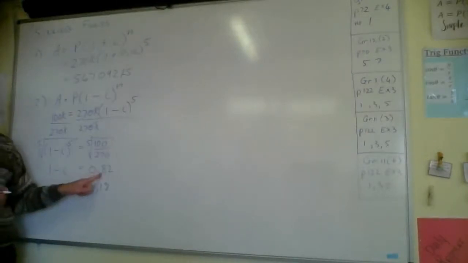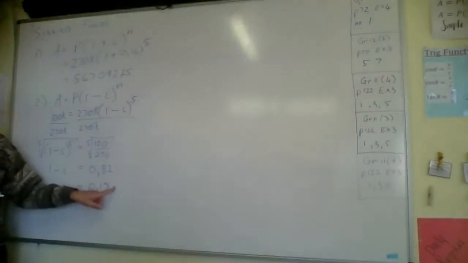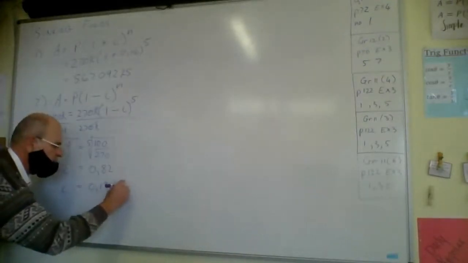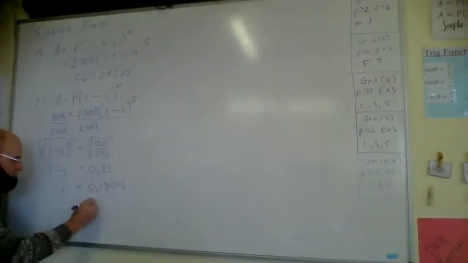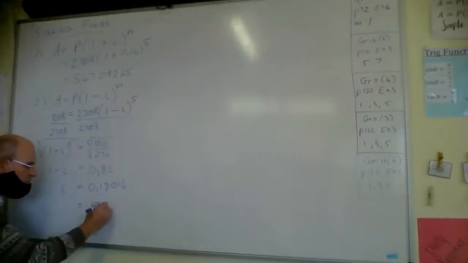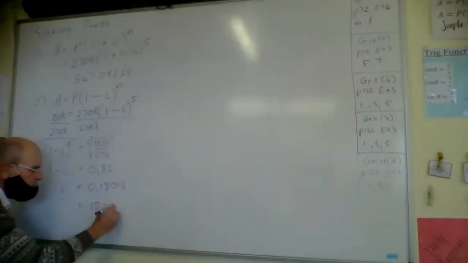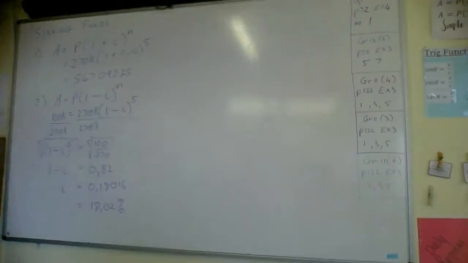One minus this. 0.18. Okay, I think we need to have more decimals. 0.18 and so on. Okay, thank you. So my interest rate will be 18.02%. Okay, so this is my depreciation rate.